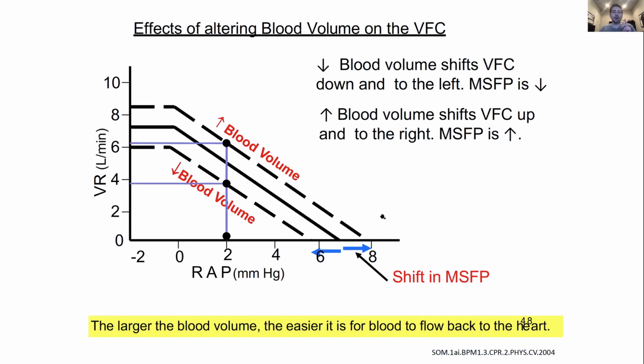Okay, so let's talk about our first factor, okay, blood volume. We said that that is a component of the vascular function curve. That is a component of venous return. And you might say, well, blood volume, it has to do with the left heart too. But you have to remember that most of the blood in the body is on the right side.